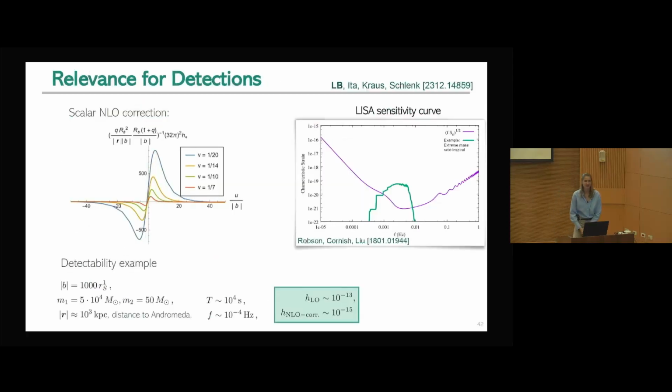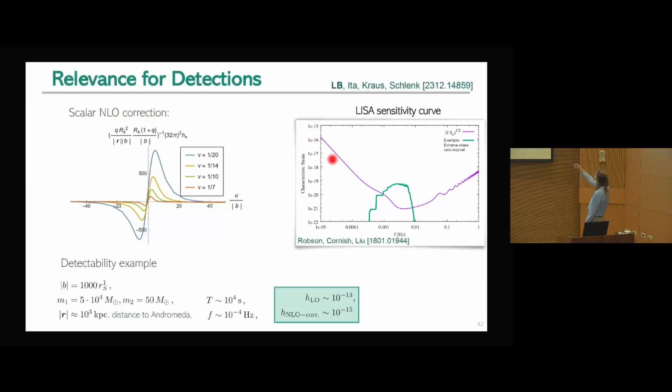Okay, now to circle back to the beginning, where I gave some motivations why this problem is interesting despite not being observed yet. I just wanted to make a quick example to show how important these next-to-leading order effects can be. My example is we take a primary black hole with the mass 5 times 10 to the 4 solar masses, put it somewhere into the center of the Andromeda galaxy, and then let a secondary black hole with 50 solar masses scatter off it with an impact parameter of 1,000 Schwarzschild radii. This has a peak frequency around 10 to the minus 4 hertz, and that perfectly falls into the LISA band.